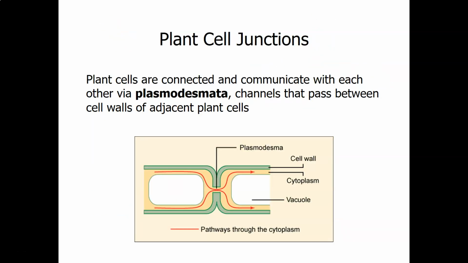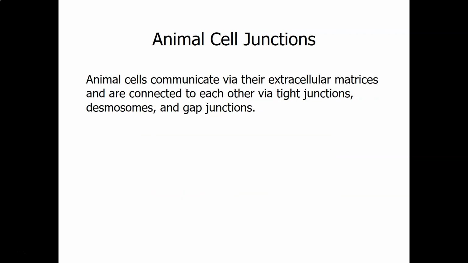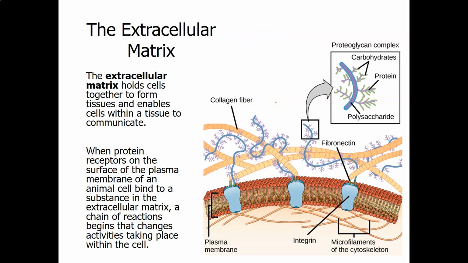All right, plasmodesmata are junctions between plant cells. They're junctions between plant cell walls, like a channel, so that different chemicals can pass from one cell to another. Animal cells have cell junctions as well. They have junctions called tight junctions, desmosomes, and gap junctions.